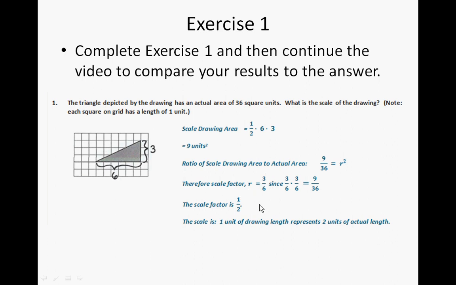Well, 3/6 can be reduced to 1/2, so therefore the scale is 1 unit of the length represents 2 units of the actual length. So if this is 3, then the actual length would be 6. And if this is 6, then the actual length would be 12, which would make sense because 6 times 12 is 72, divided in half would be 36. Right, exercise 2. Use your ruler to measure.